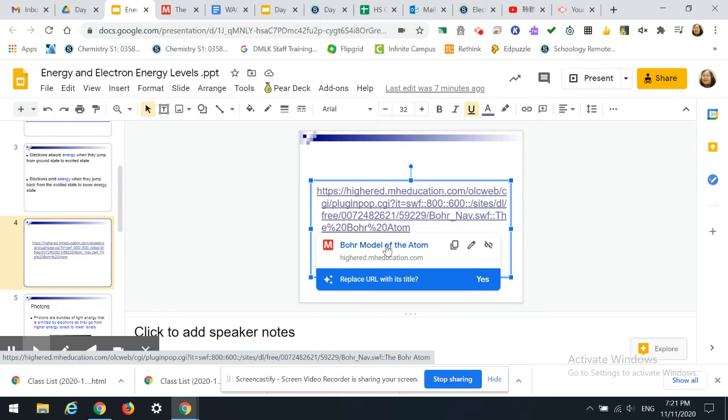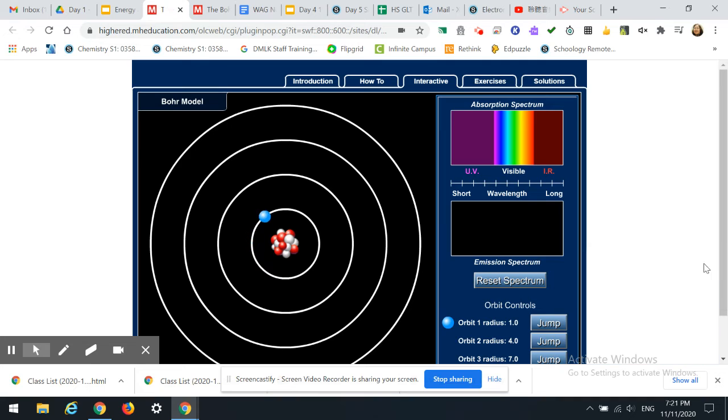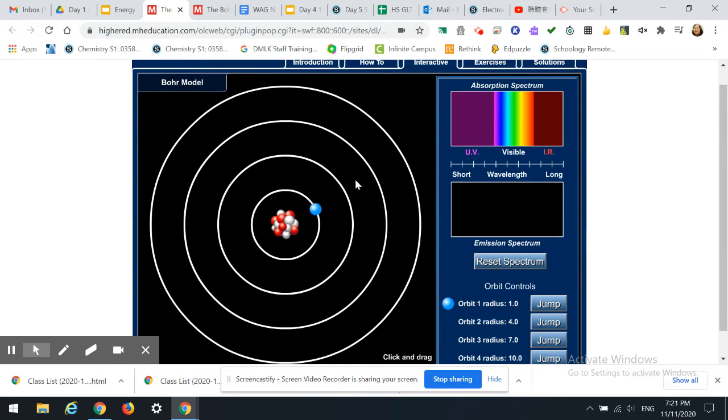I'm going to use this Bohr model of the atom. It's a quick simulation that will help you understand it better. Okay, here is a typical atom. This is the nucleus, including protons and neutrons. And this blue one is an electron. There is only one electron. Right now, this electron is moving around the nucleus in the lowest energy level. We call this the ground energy level. And we are going to give it some energy by clicking this.